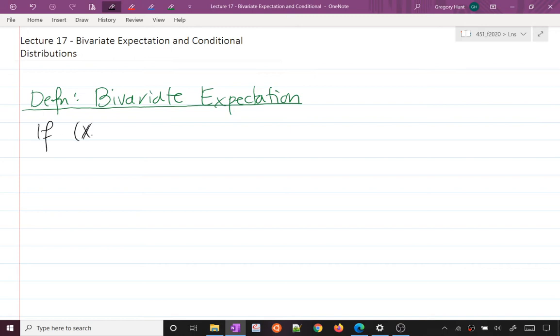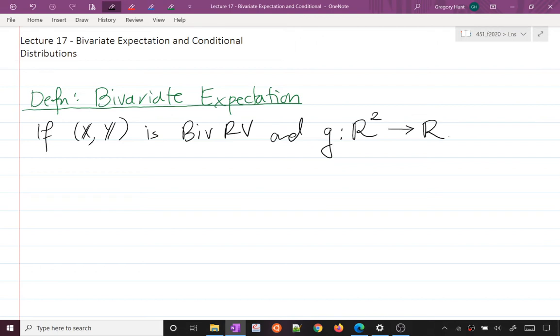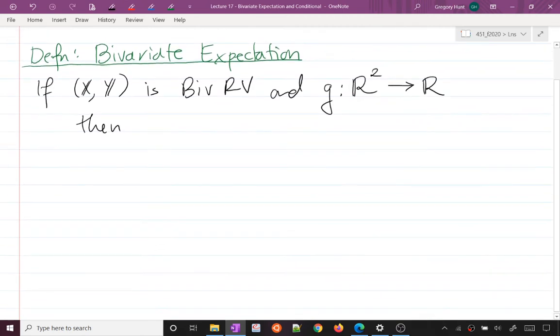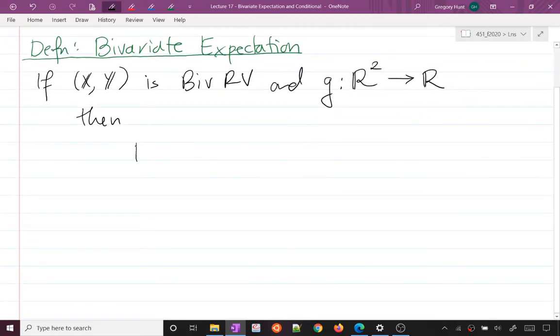So if I have a bivariate random variable X and Y, and now I have some function g, where g goes from R2 to R, so it's a two variable function that spits out a real number, then we can pretty easily define a notion of what it means to calculate the expected value of g of X comma Y, where now my X and Y are the random variables. So our definition here won't be too surprising.